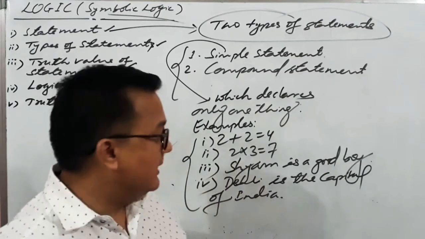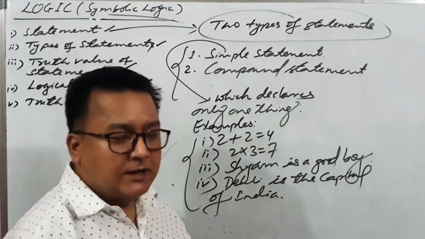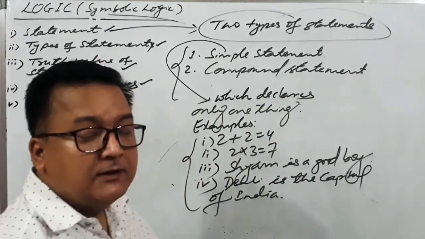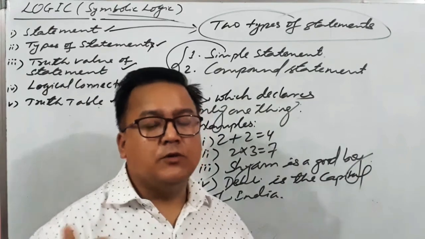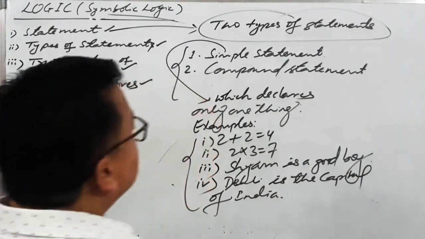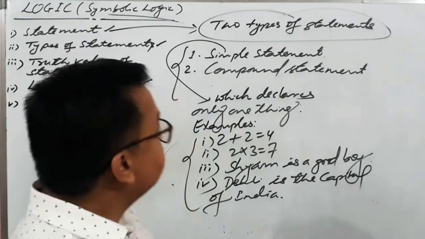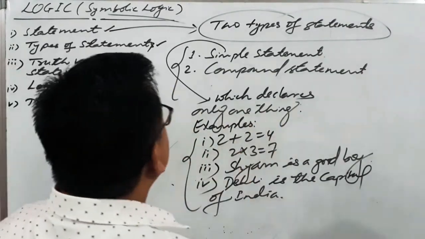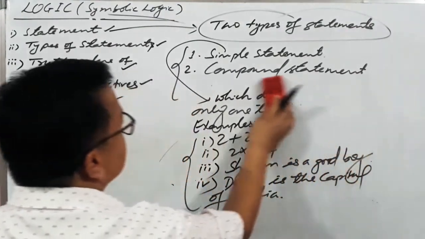Okay, I have written there 2 times 3 equals 7. This is wrong because it is a false statement. A statement can be true or false, right? So these are the simple statements. I guess you are clear about simple statements. Now I'm going to write on the compound statement, then I'll provide you the examples also.